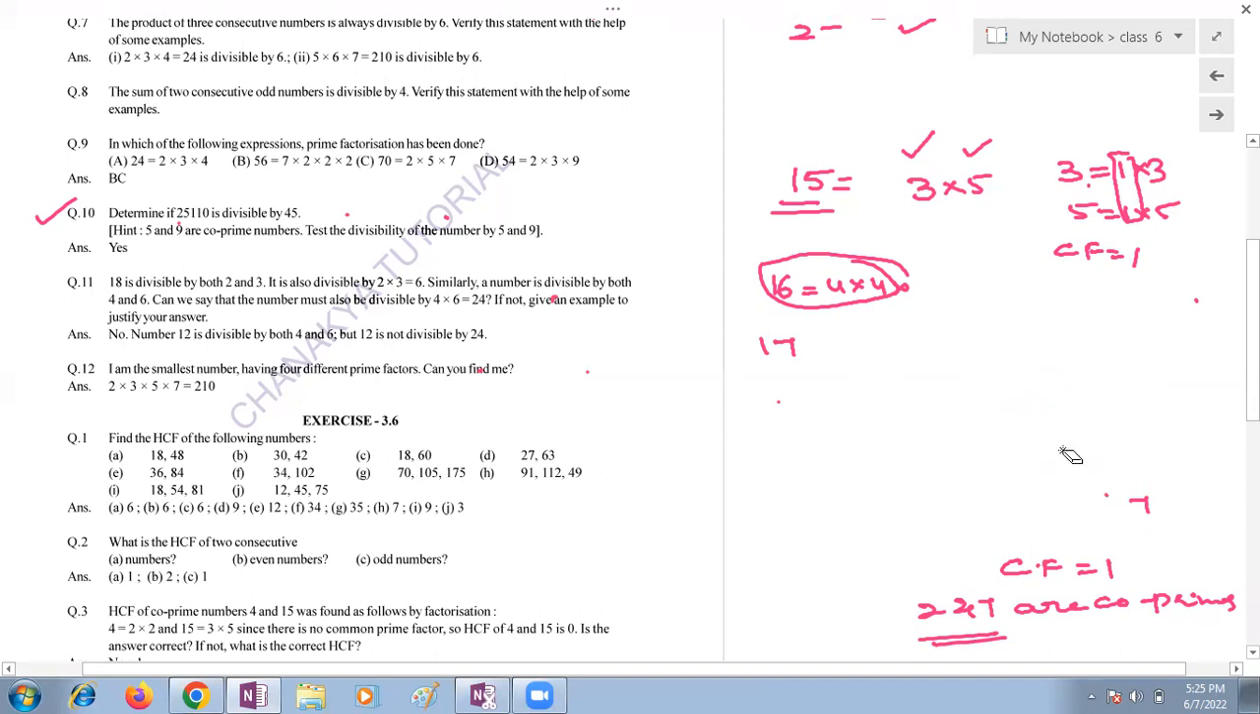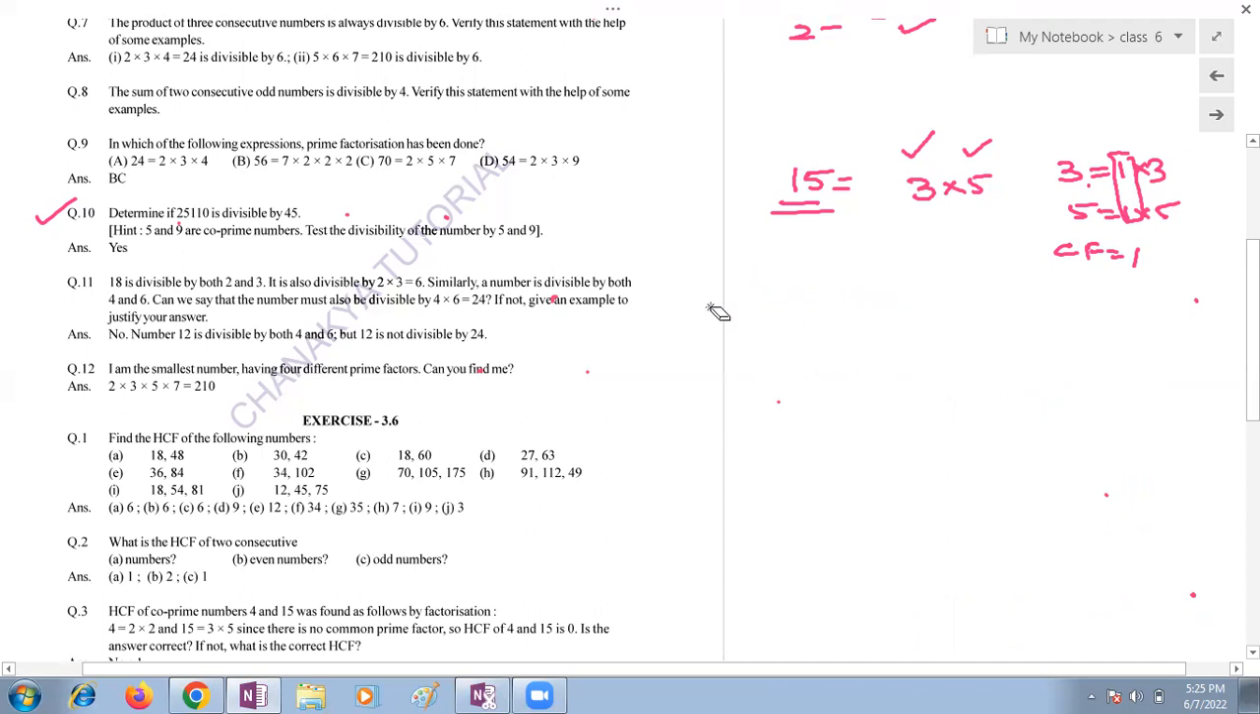Like that, you can extend your concept to other, bigger numbers. Divisibility rules also you can frame and keep ready with you so that it is very easy for you.